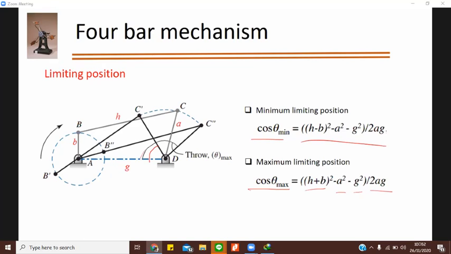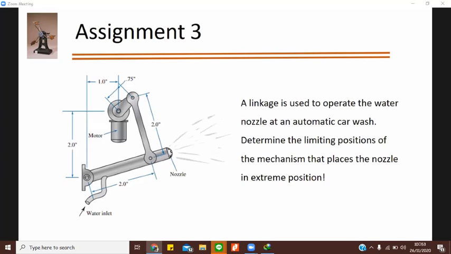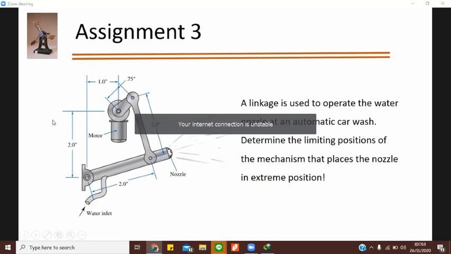This is your next assignment. A linkage is used to operate the water nozzle in an automatic car wash. What you have to do is determine the limiting positions of the mechanism that place the nozzle in extreme position. So there will be 2 assignments. I will upload these 2 assignments for you soon after this lecture.